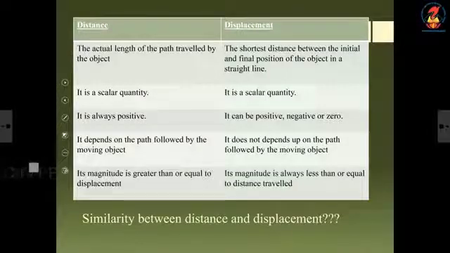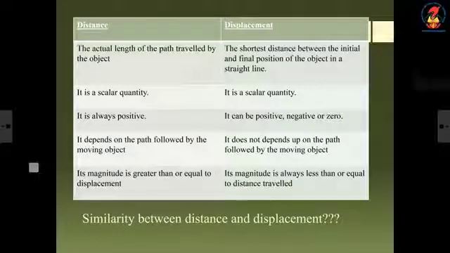Then, distance travelled is always positive. It can't be 0 or negative. It is always positive. When you do the problems, you will keep this in your mind. Okay. Displacement can be positive, negative or 0.